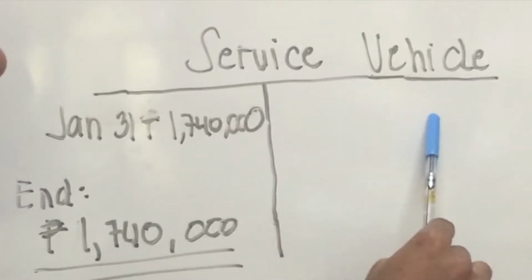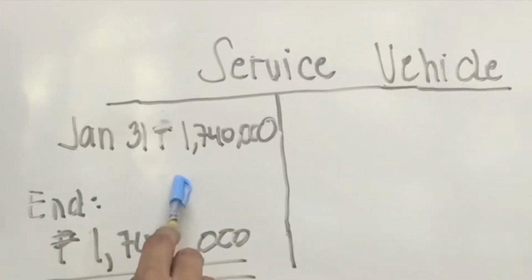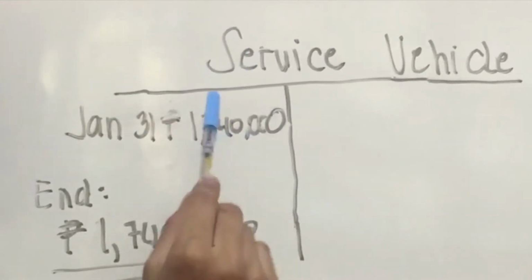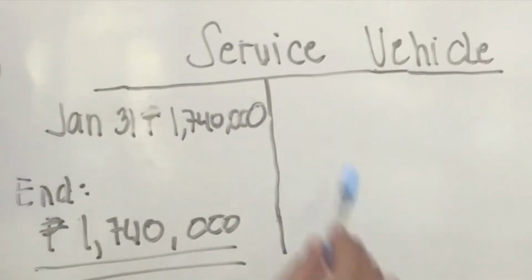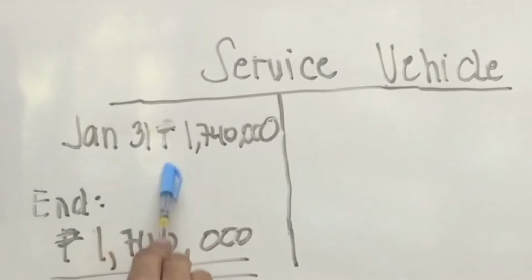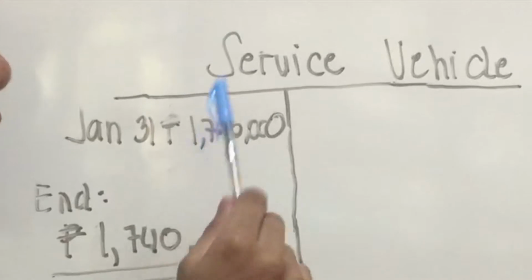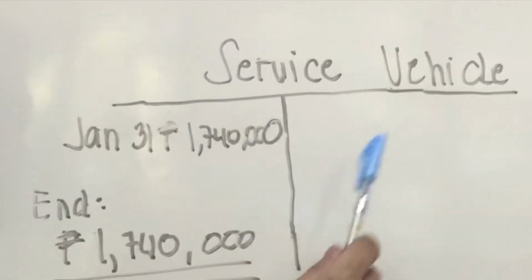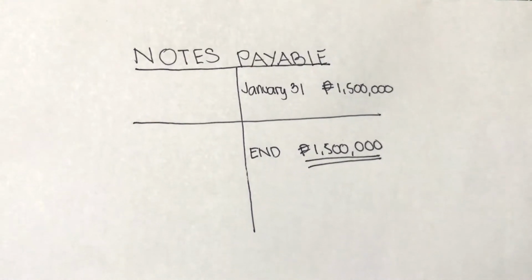So in service vehicle, the normal balance is debit. So we're going to subtract the normal balance with the opposite balance. So debit minus credit. Since there is nothing on the credit side, it would mean that it is zero. So 1,740,000 pesos minus zero is 1,740,000 pesos.